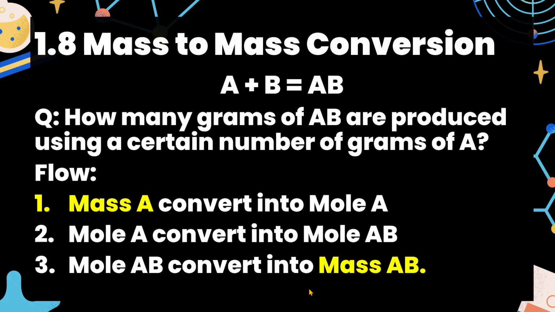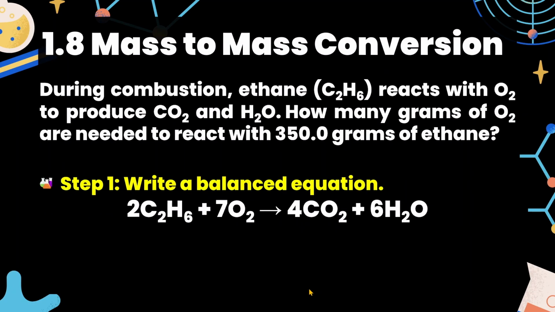Let's put this into actual problem. During combustion, ethane C2H6 reacts with oxygen to produce carbon dioxide and water. How many grams of oxygen are needed to react with 350 grams of ethane? Step 1 is to write a balanced equation.